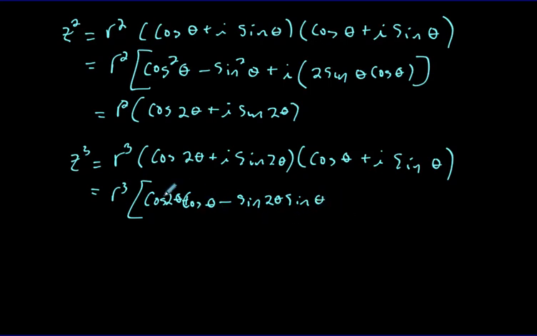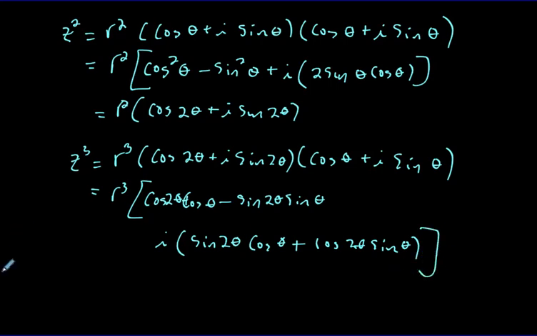I'm going to run out of room. That's my real part. My imaginary part, I'll just write it down here. So I'll have i times, what am I going to have for the imaginary part? I'm going to have sine 2 theta cosine theta plus the other term, cosine 2 theta sine theta. A little messy there, guys, but it's all right. Good, and then there we go.